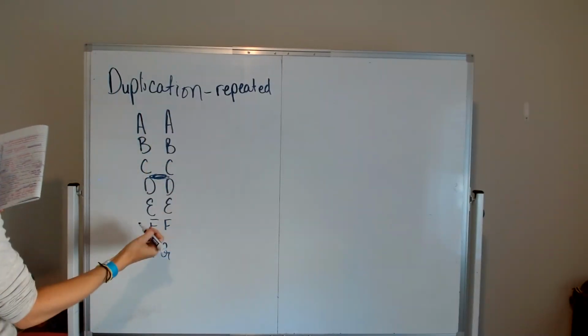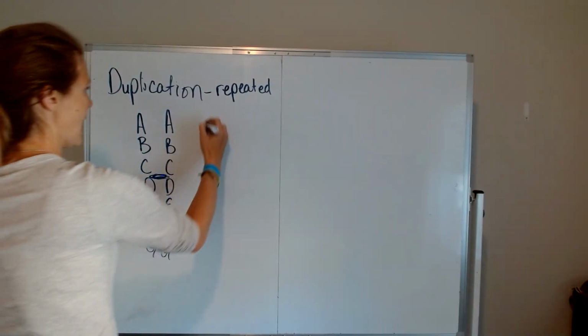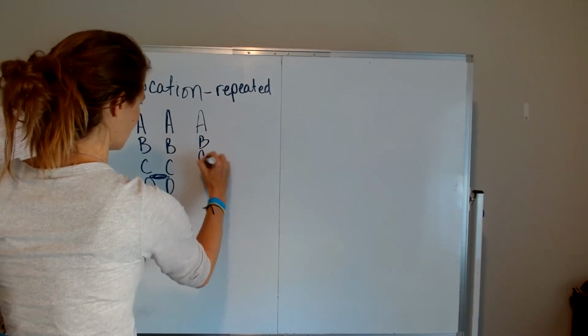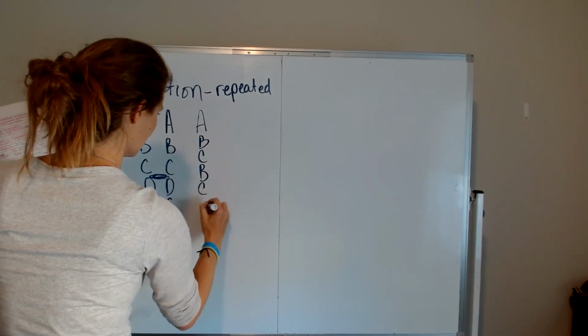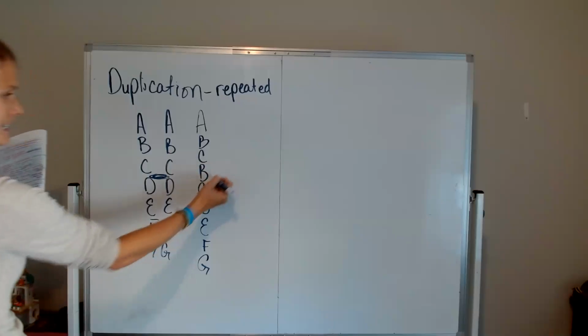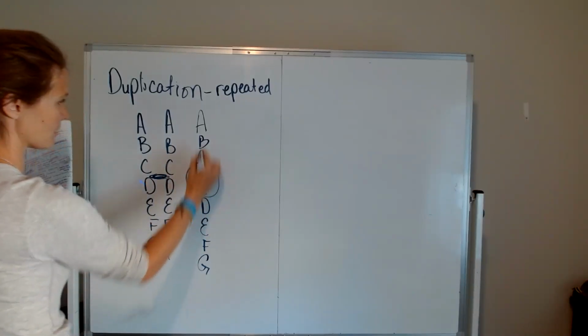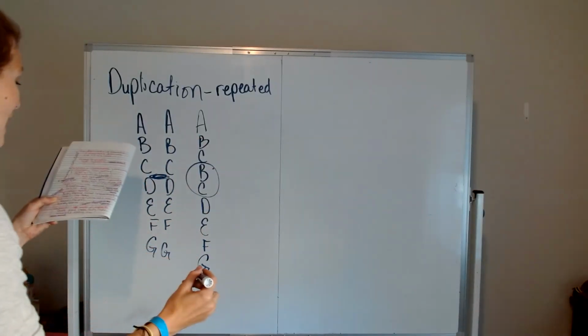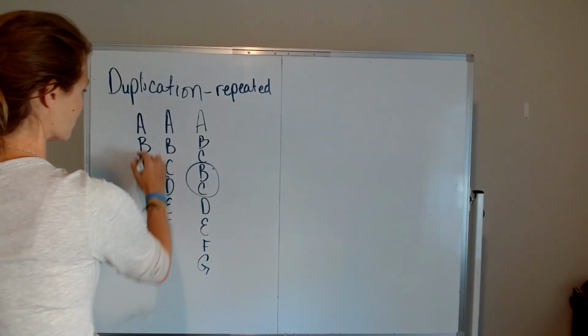Now let's just say a duplication. So in tandem, A, B, C, B, C, D, E, F, G. So that's in tandem, right? Right next to the original. Okay, you could also have displaced. So it moves to another area.